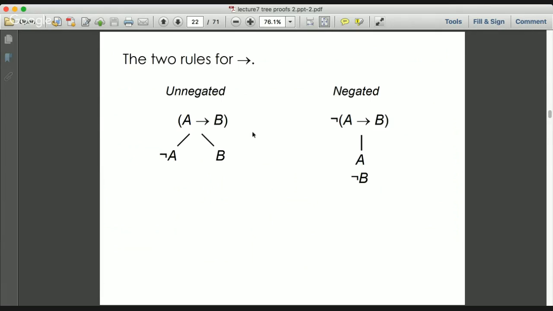Okay, good. So now let's introduce some new rules. We haven't seen these rules already. Hold on to your seats. They're always really the same sort of rules. So this is the rules for implication, if-then. If we've got an unnegated if A, then B, then underneath it on the left-hand side we write not whatever the antecedent is, so in this case not A, and on the right-hand side we just write whatever the consequent is, so in this case B.